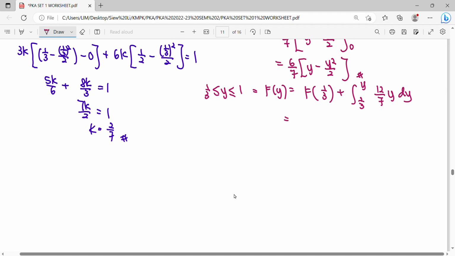So 1 over 3 we plug into the cumulative function before this. And for the current interval, we integrate. So it will be 1 over 2, 7. Factorize out this constant. Y squared over 2, upper limit y, lower limit 1 over 3.